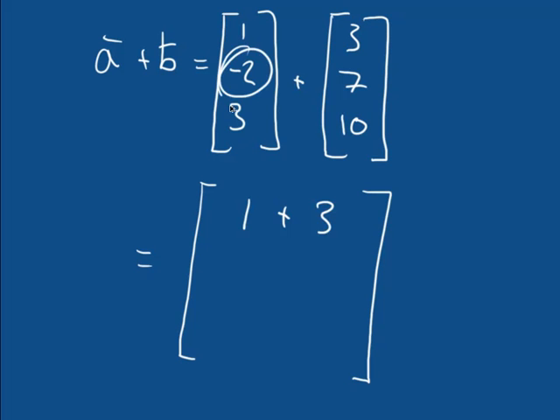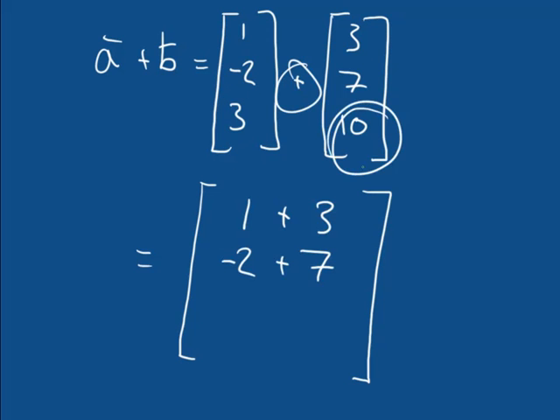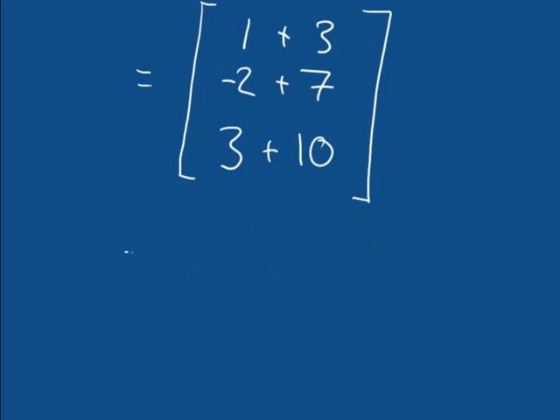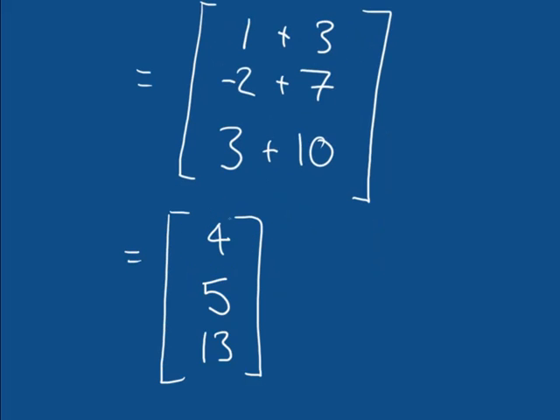We take the second component of our first vector and add that to the second component of our second vector, and that's going to give us the second component of our result. So minus 2 plus 7. And then we take the third component of our first vector and add that to the third component of our second vector, and that's going to give us the third component of our result. So 3 plus 10 is the third component of our result. So if we were to work this out, our result is a vector with 1 plus 3 is 4, minus 2 plus 7 is 5, and 3 plus 10 is 13. So we have an x component of 4, a y component of 5, and a z component of 13.